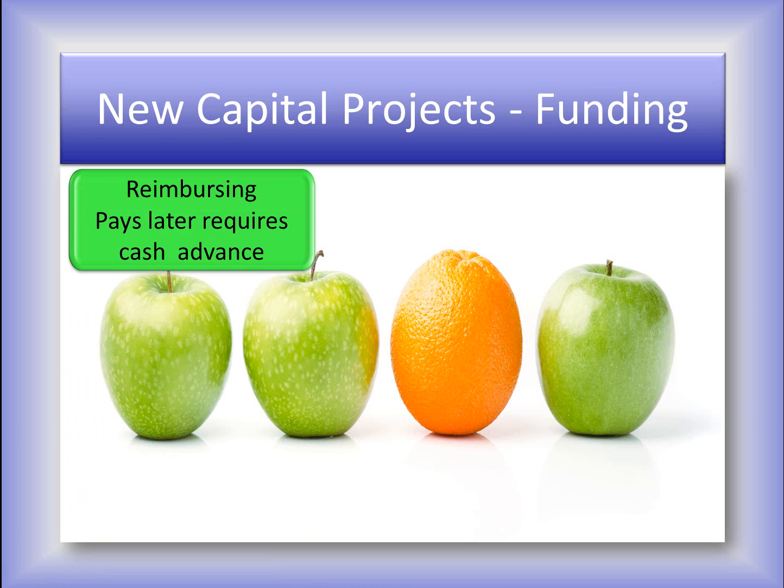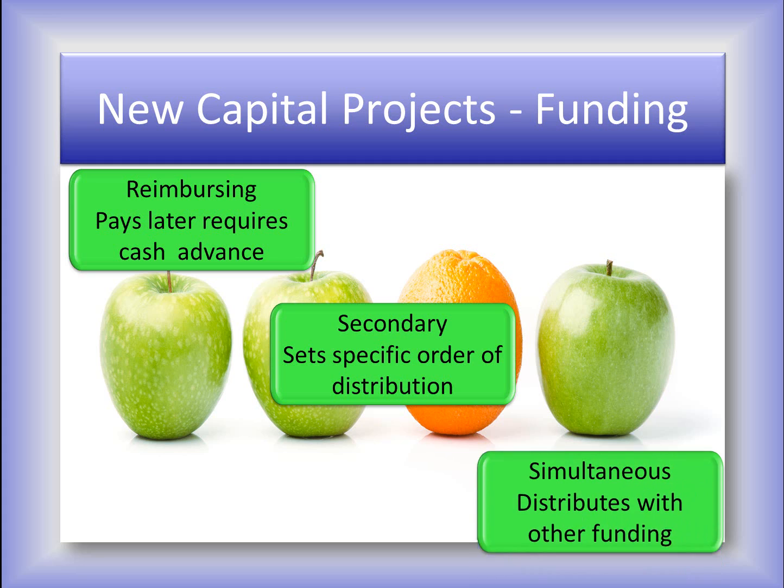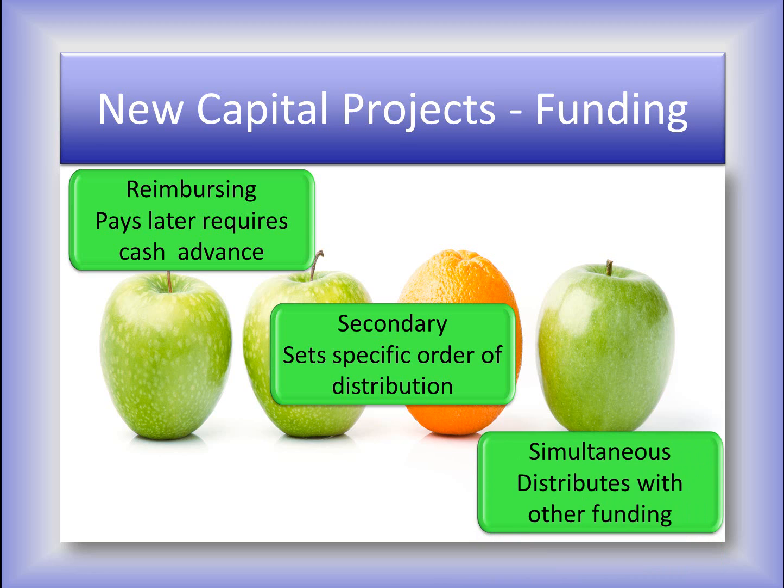Secondary. Specific order of funding access, so you may have to spend your local cash or other sources of money before you can use a particular source. You need to know the order the funding will operate within your project. And then there are the projects where all the money is accessed simultaneously. It's spent in conjunction with all other funding as the project proceeds.